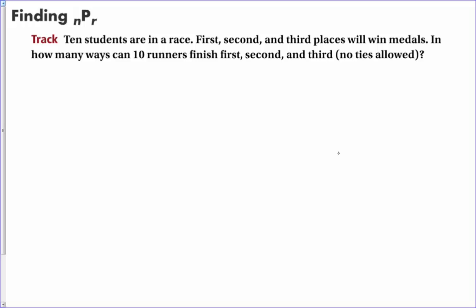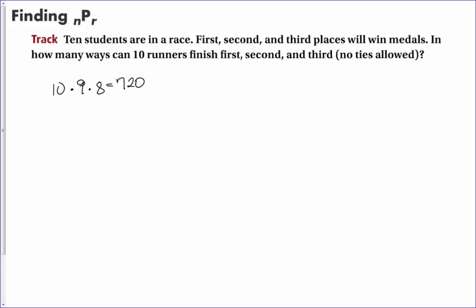Well, we could use the fundamental counting principle to start with. We know that any of the 10 runners can come in first. After somebody comes in first, there's only 9 runners left, so any of those 9 could come in second. After first and second come in, there's only 8 runners left, so any of those 8 could come in third. Now, since we're only worried about first, second, and third, we're not worried about how many different ways all 10 runners come in. We're going to stop the fundamental counting principle at 10 times 9 times 8, which comes out to be 720.